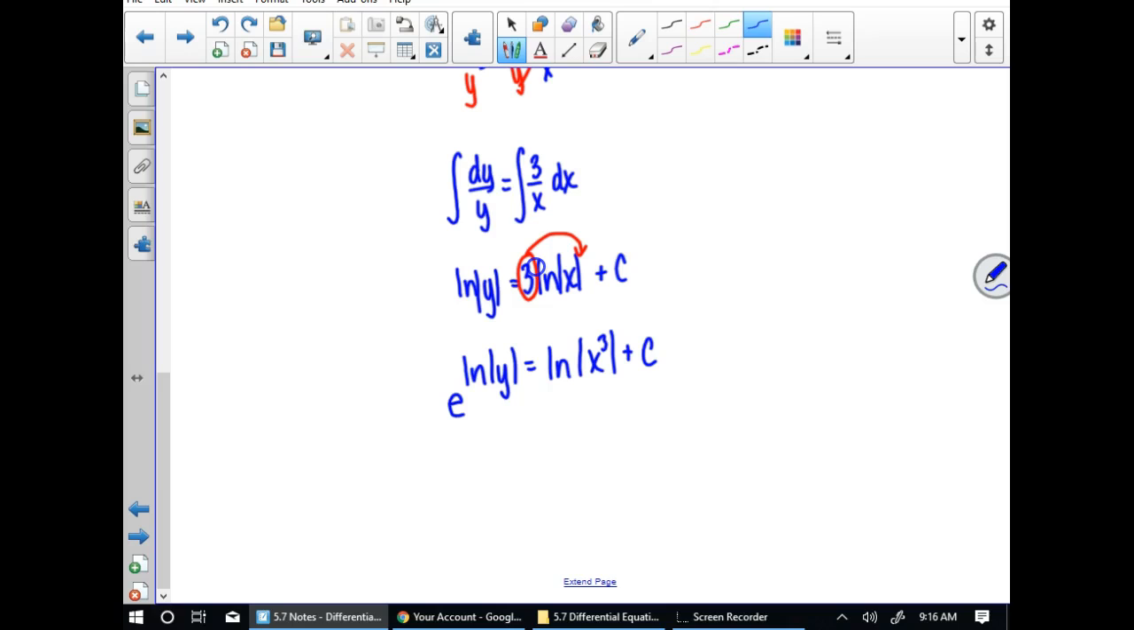And now we can do e to the right here, which will cancel out our natural log on the left-hand side. And remember, I'm going to do every step here. You don't have to necessarily do every step.